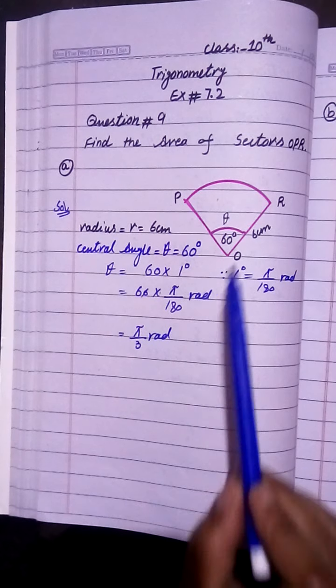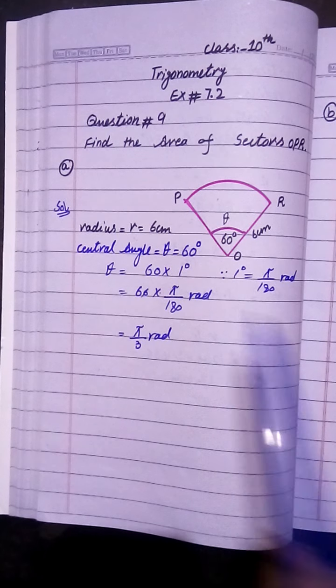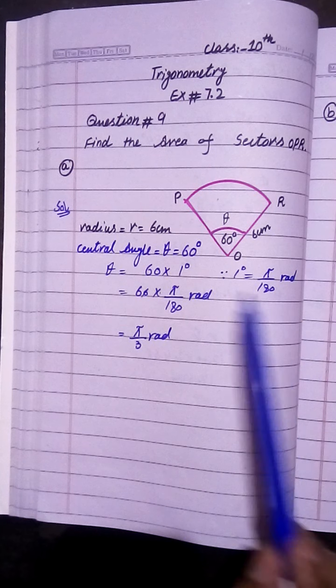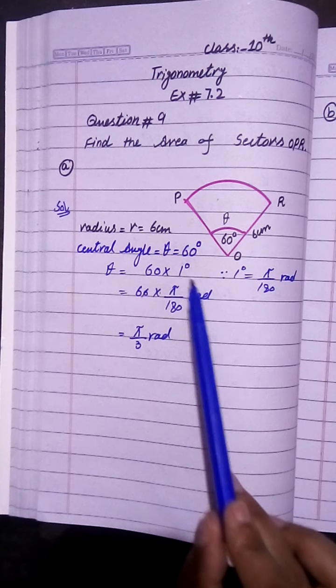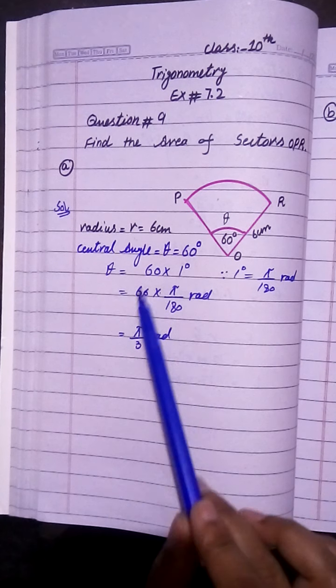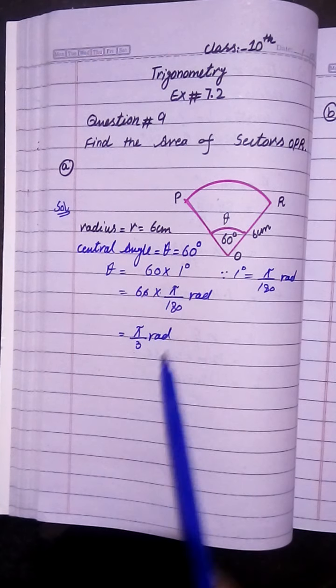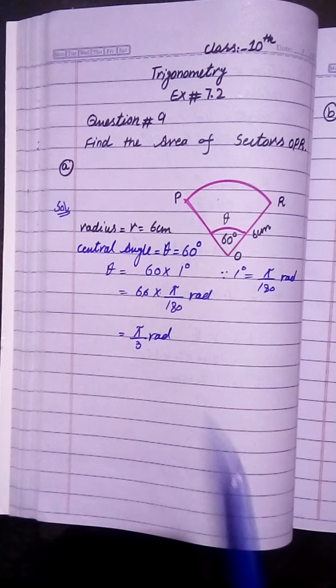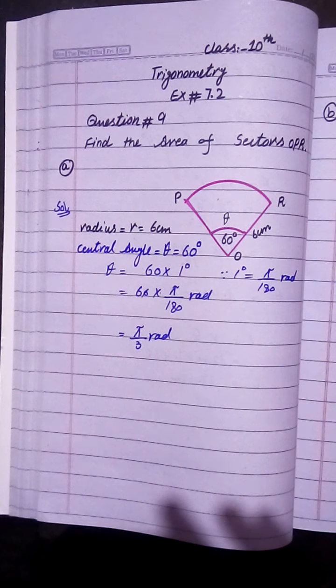Now theta equals 60 degree. Now theta is in the form of degree, so first of all you have to convert it into radian. So 60 multiplied by 1 degree. 1 degree equals pi by 180 radian. So you have to multiply 60 by pi by 180 radian. So it becomes pi by 3 radian. Now theta is in radian form.